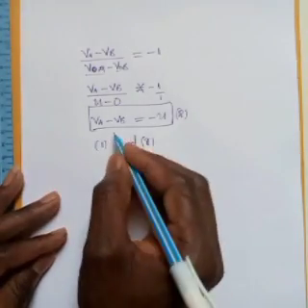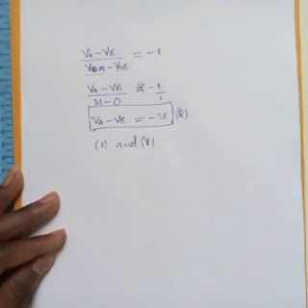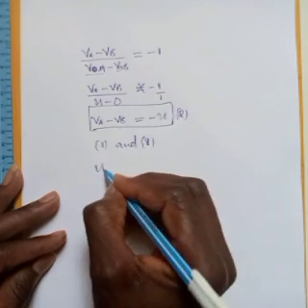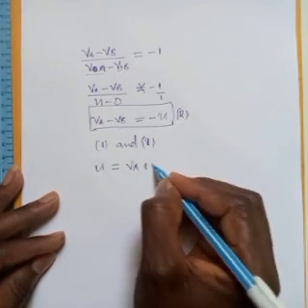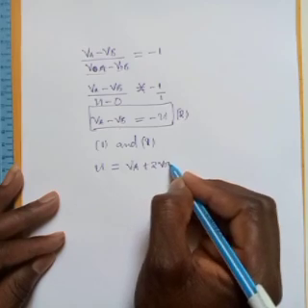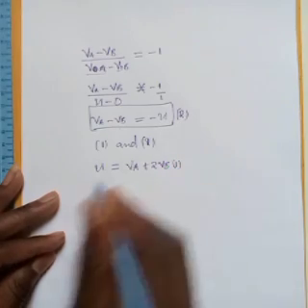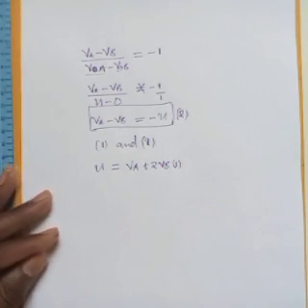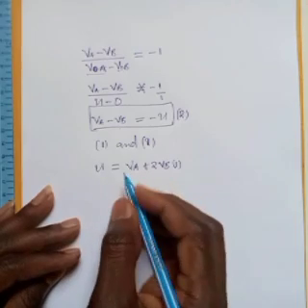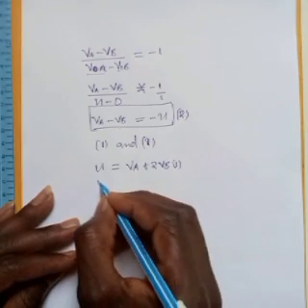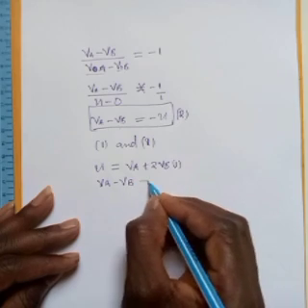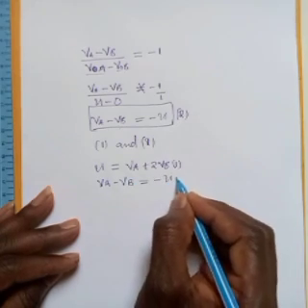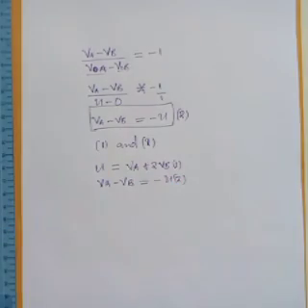What exactly is it going to take for us to come up with such a thing? Before I do that, I'll have my u equal to VA plus 2VB, which is my first equation, for linear momentum that we used. Now we are using coefficient of restitution. We are going to have VA minus VB giving us -u. This is my second equation.